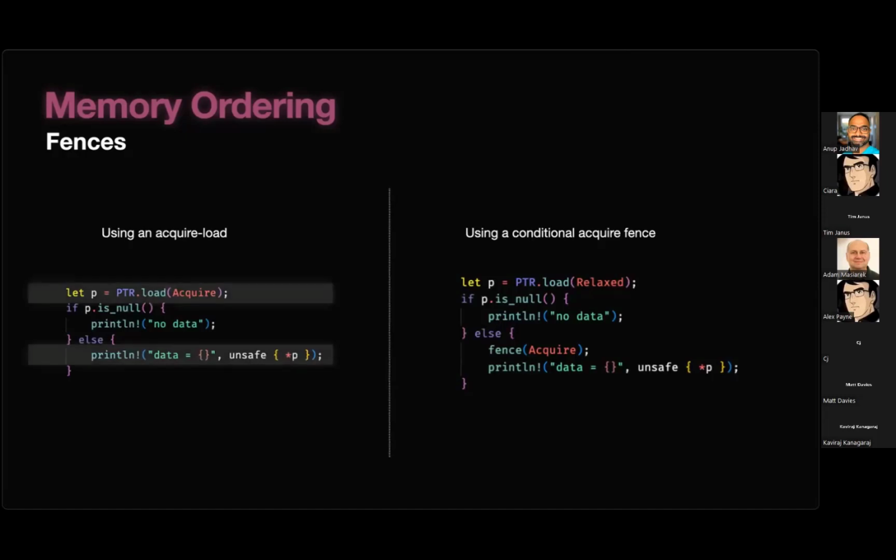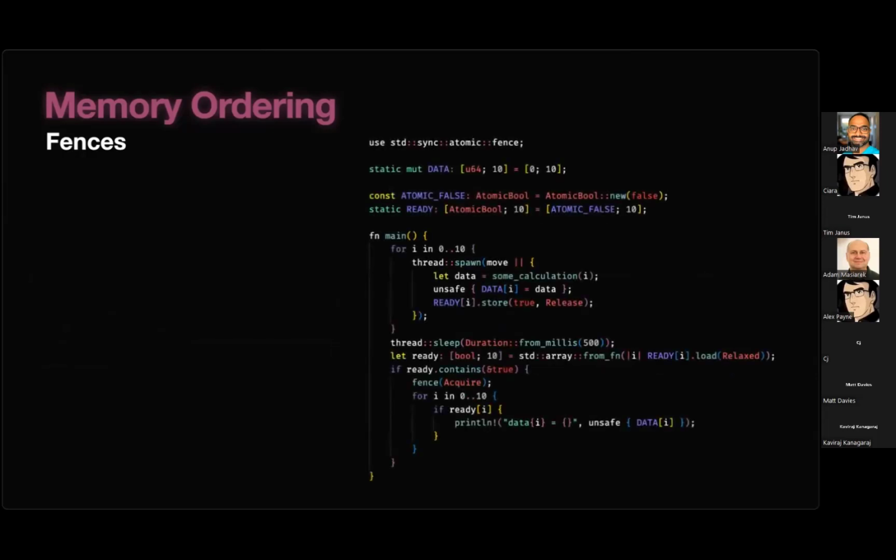On the left-hand side, we are loading a pointer using acquire memory ordering. Then if the P is not null, it'll print the data. On the right-hand side, we are using a fence to apply the acquire ordering only when the pointer is not null. Now, this can be useful and more efficient if the pointer is often expected to be null and we avoid acquire memory ordering when it's not necessary.